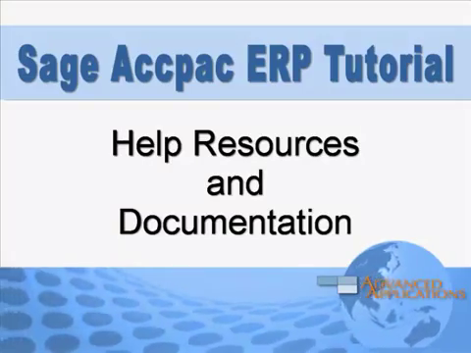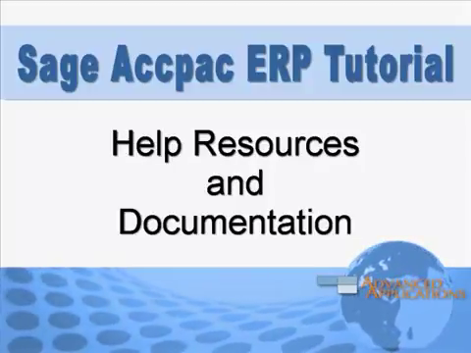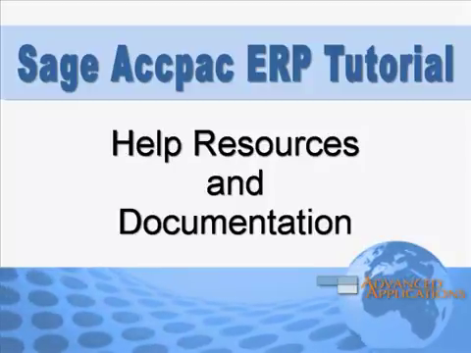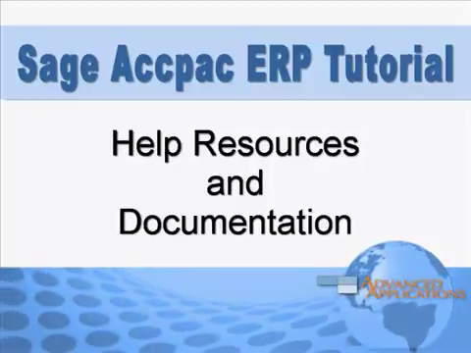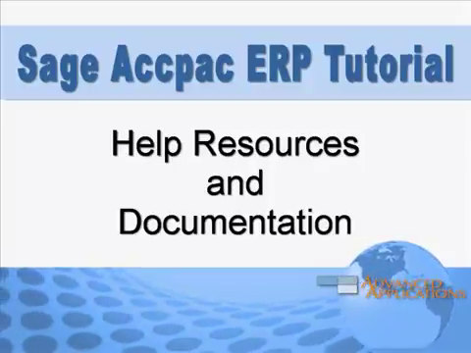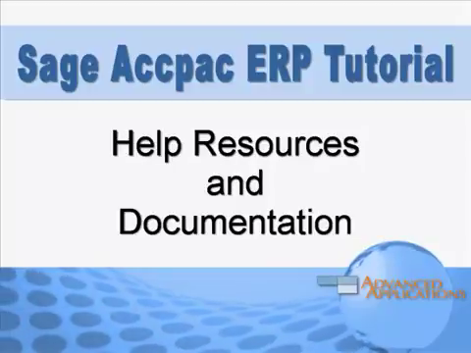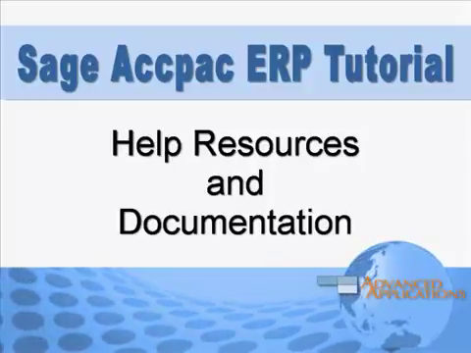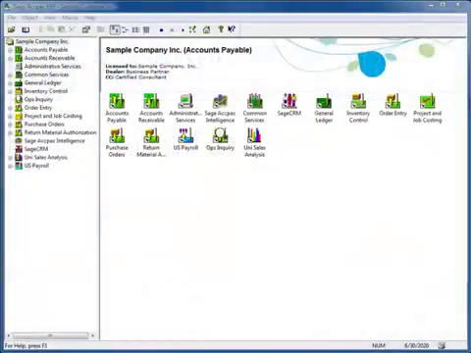In Sage Accpac ERP version 5.6, you'll notice some changes to the product documentation. Most importantly, you'll find a significantly beefed up help system that now takes the place of module-specific PDF manuals. In this tutorial, we'll show you how to access the help system and how to use it most effectively. So let's jump right in and get started.